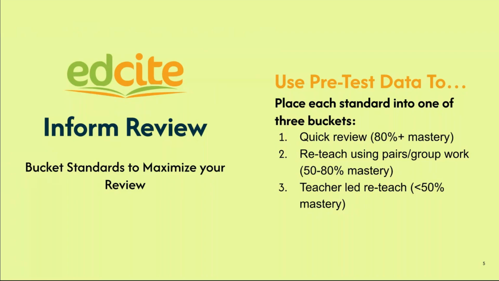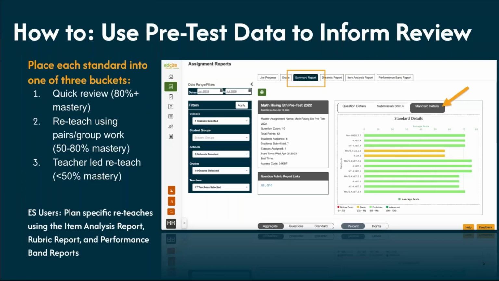So let me show you a little bit more specifically what that looks like. Once students take the pretest, a really easy place to go for our standard users and our Edcite schools users is that summary report. In the summary report, I can look at standard details and I could quickly decide what bucket standards need to be in. Now, the percentages on the screen are just a suggestion, right?